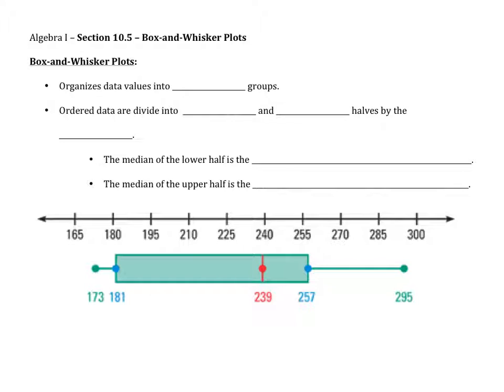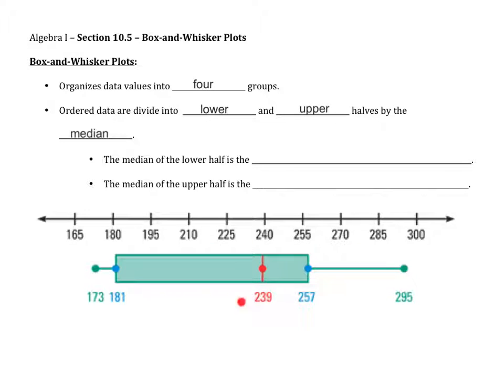It organizes data values into 4 groups, and you can see these groups again in the example. So here's group number 1. Group number 2 would be here from this side of the box to this line in the box. Group 3 would be here from this line to the end of the box, and then here would be group 4.